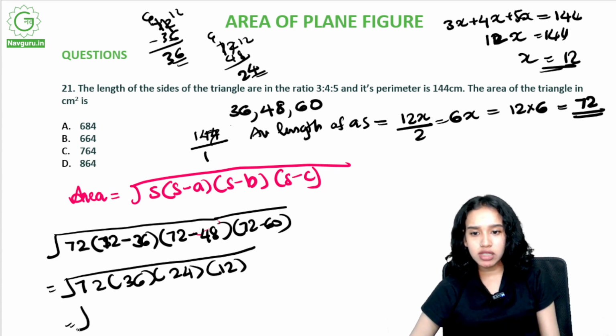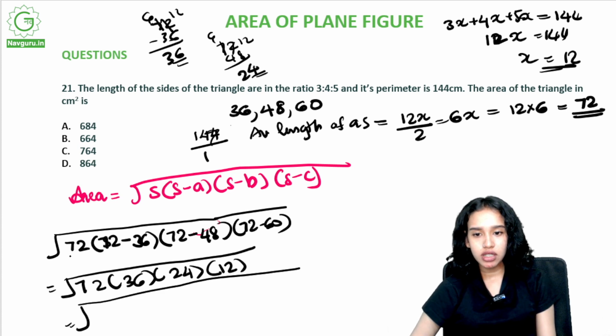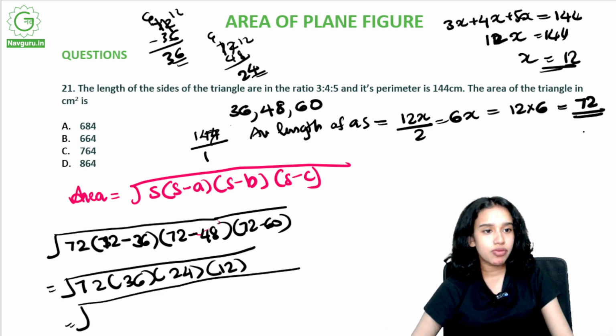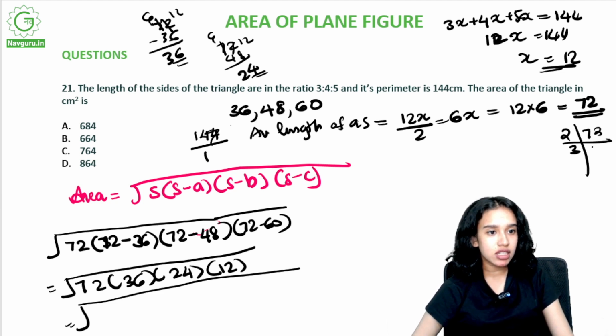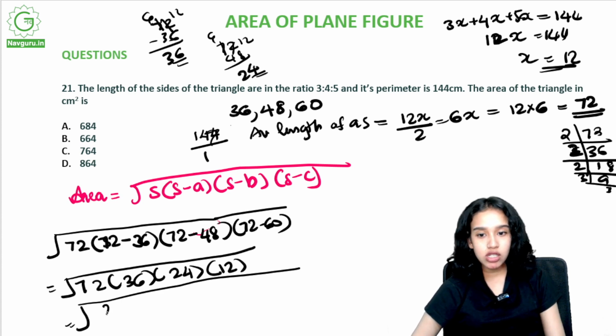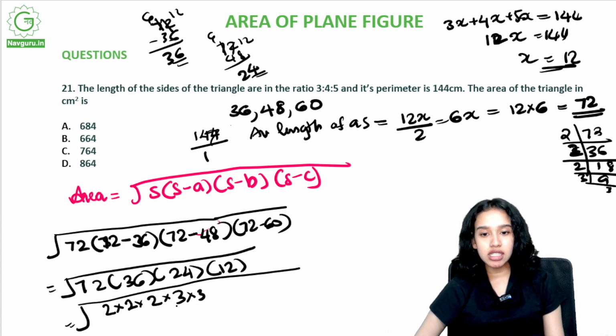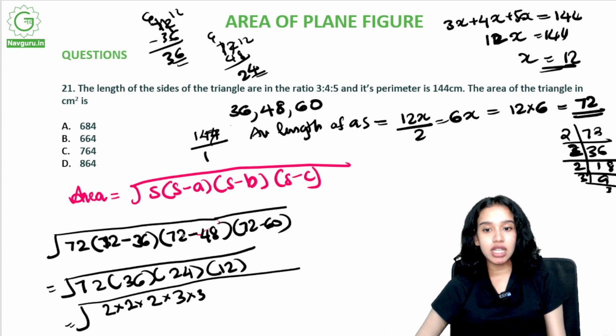The easiest way to solve this is factorize, right? So 72 when factorized can be written as 2. 3 2s are 6. So again by 2 we'll get 18. Again by 2 we'll get 9. So this is 3 and 3. So 72 can be written as 2 into 2 into 2 into 3 into 3, right? 4, 8, 8 3s are 24, 24 into 3 is 72.